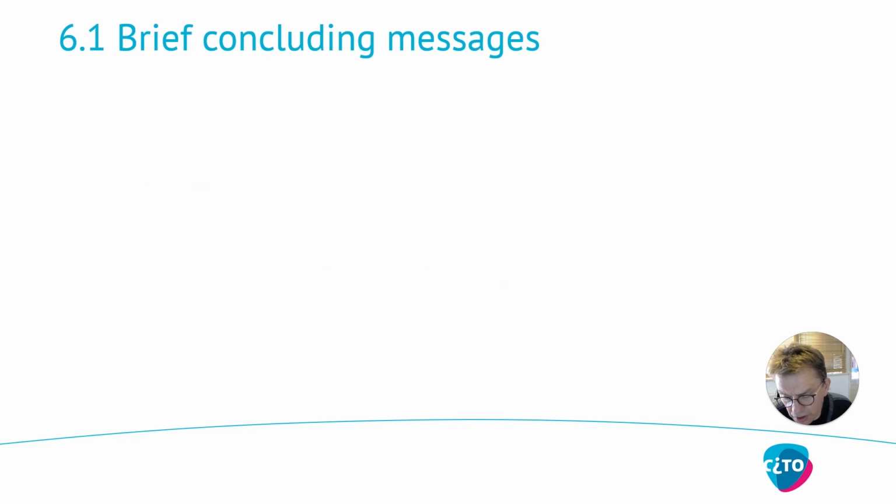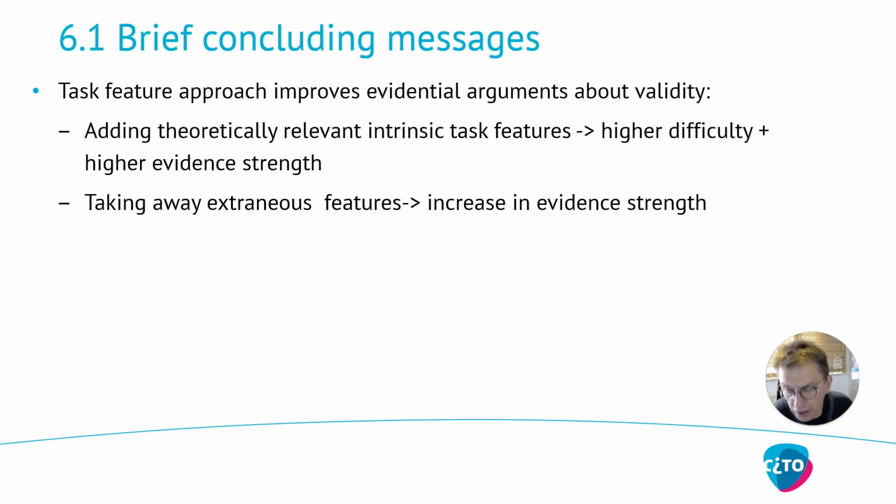Conclusions. Because of limited time, let me mention some brief concluding messages. In general, we may conclude that the approach of task features improves our evaluations of item and test validity. We observe that adding theoretically relevant intrinsic task features to items leads to higher item difficulty, and at the same time to higher evidence strength, as expressed by item discrimination.